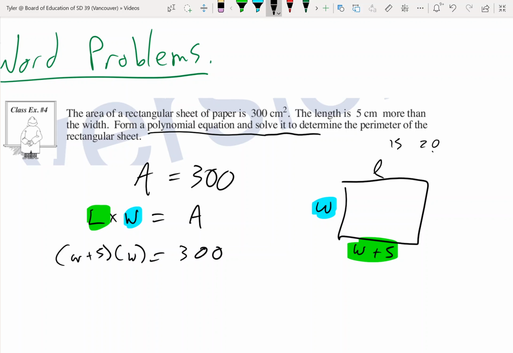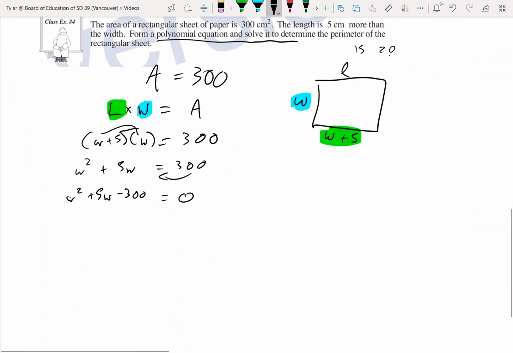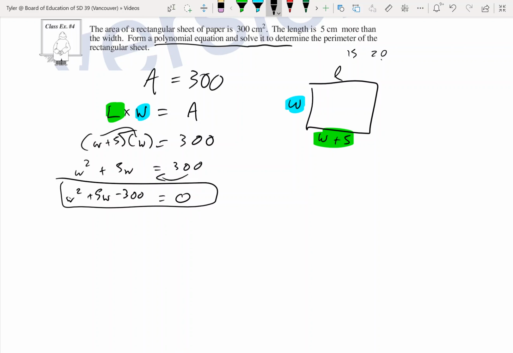Now, let's actually expand it so we see what we get. Okay, so I'm going to do rainbows. Get w squared plus 5w equals 300. Again, we want it to equal 0. So I'm going to subtract 300 from both sides. So it's going to become w squared plus 5w minus 300 equals 0. That's our equation right now.